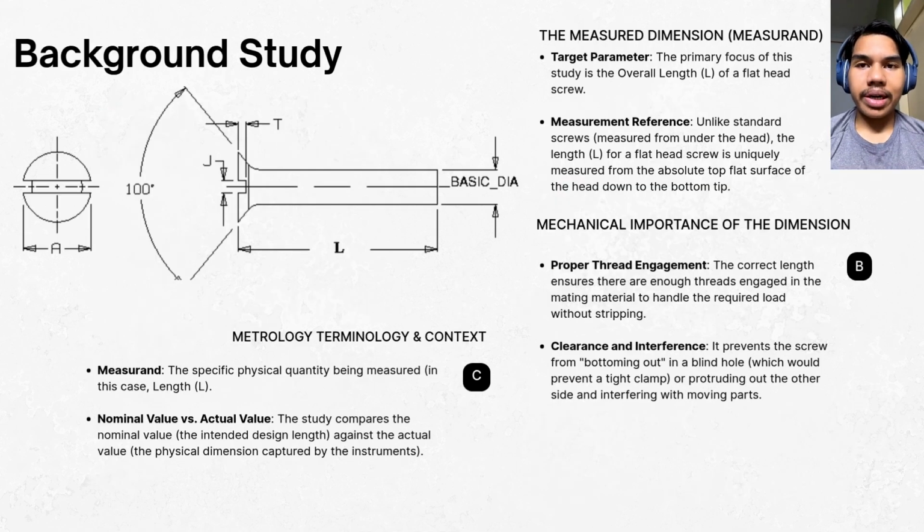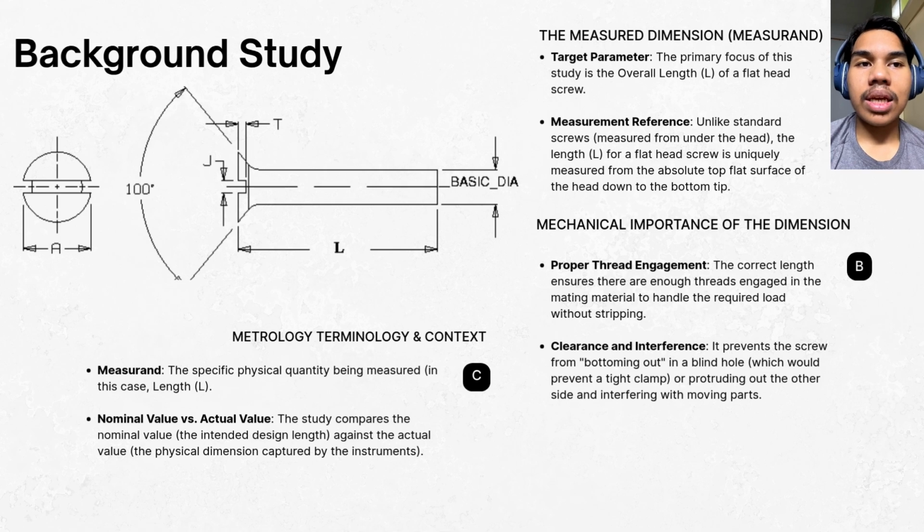Moving on to the background study for our project. We can see in the slide right now the diagram of the fastener that we have already bought. Basically, all of the 15 fasteners will look like that, as shown in the slide. We start first with the measured dimension, basically the measurement. The target parameter, our primary focus in this study, is the overall length of the flathead screw, of all of the 15 flathead screws.